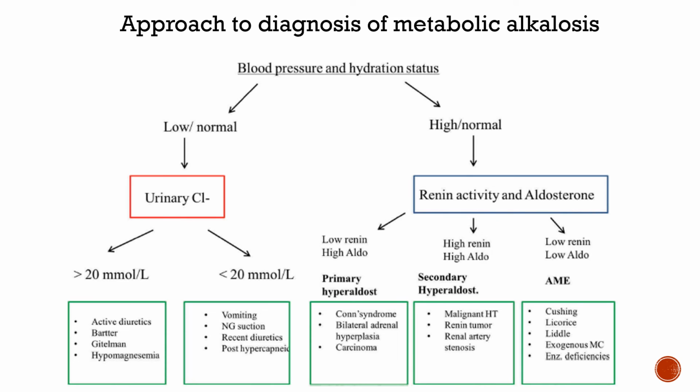If the blood pressure or hydration status are high or normal, you should check for the renin activity and aldosterone. If the renin is low and the aldosterone is high, this is primary hyperaldosteronism, maybe adenoma like Conn syndrome, bilateral adrenal hyperplasia, or carcinoma. If both of them are high, this is secondary hyperaldosteronism, like malignant hypertension, renin producing tumor, renal artery stenosis. If both of them are low, this is a case of apparent mineralocorticoid excess, like Cushing, licorice, Liddle syndrome, or some enzymatic deficiencies.